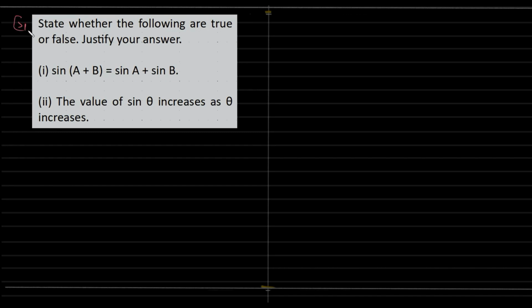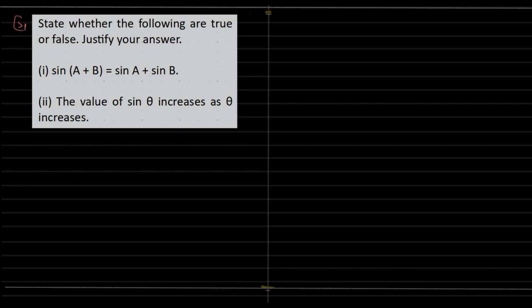State whether the following is true or false. Justify your answer. Whenever you have to remember this, the thumb rule is: whenever you have to prove something wrong, just give an example to show that it's wrong. Whenever you have to prove something is right, you have to prove it with variables.